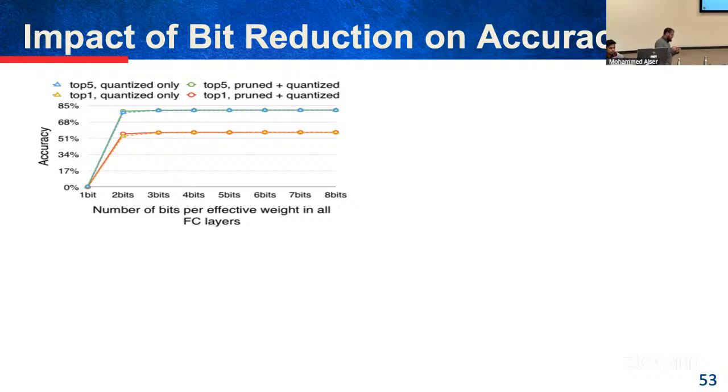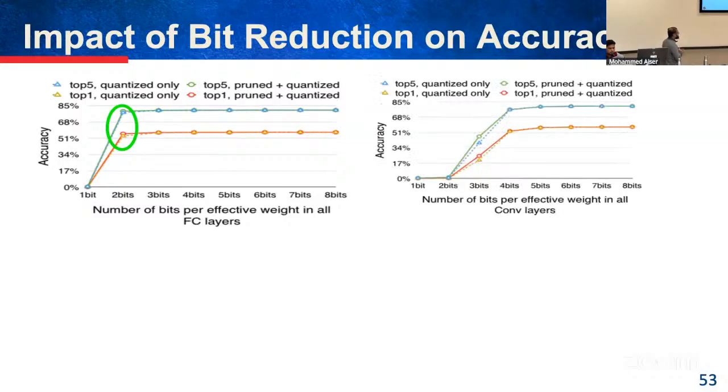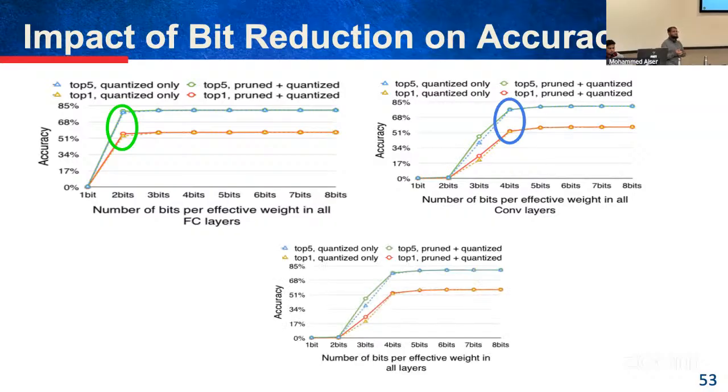Next, we discuss the impact of bit reduction on accuracy. What is the impact of bit reduction? Bit reduction means quantization. If you apply quantization, that means you are using fewer bits for the weights. So here is one thing: if you apply this reduction across the fully connected layers, you can reduce to around 2 bits until you have a sharp drop in accuracy.